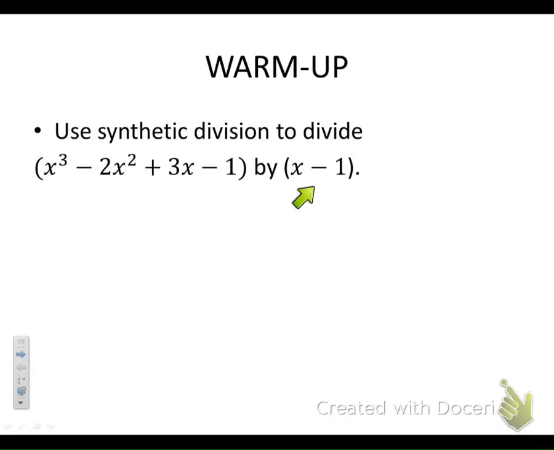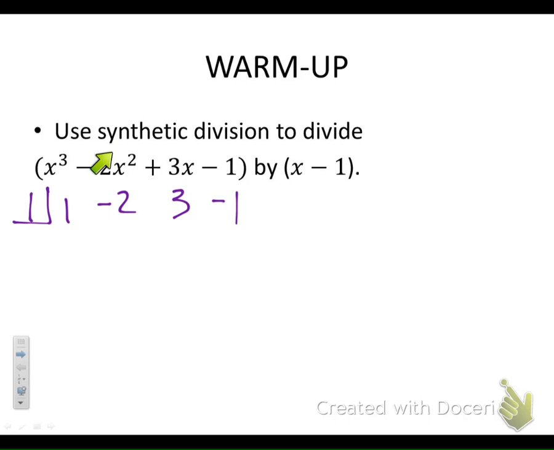Okay, so we look at our divisor, the 0 of the divisor, or what will make this divisor 0. You're going to hear me say 0 a lot today. What makes this 0 is a 1. You write down your coefficients, making sure nothing's being skipped.